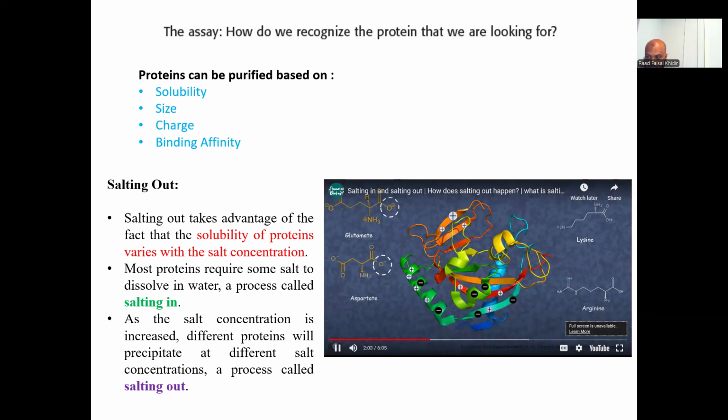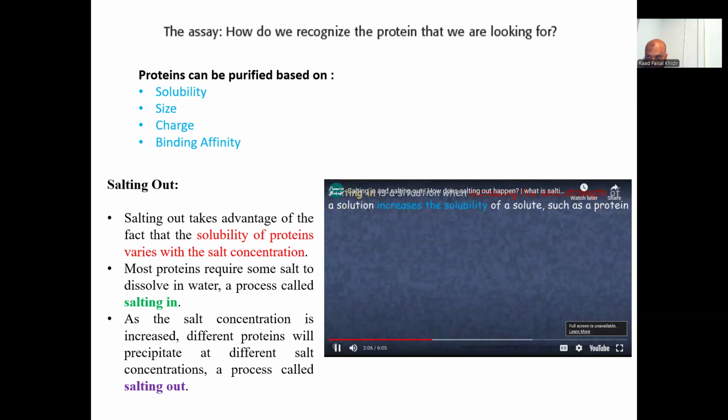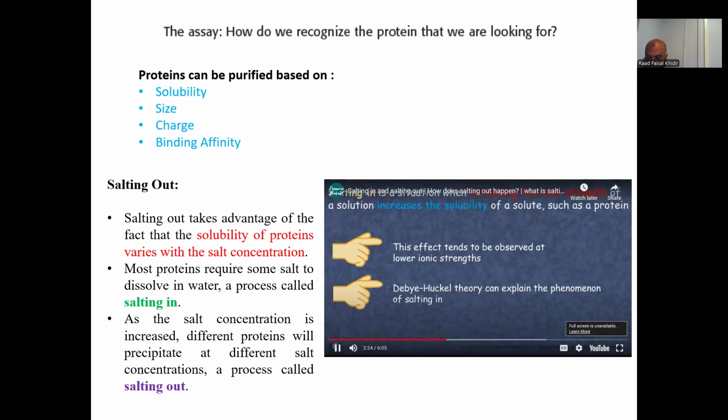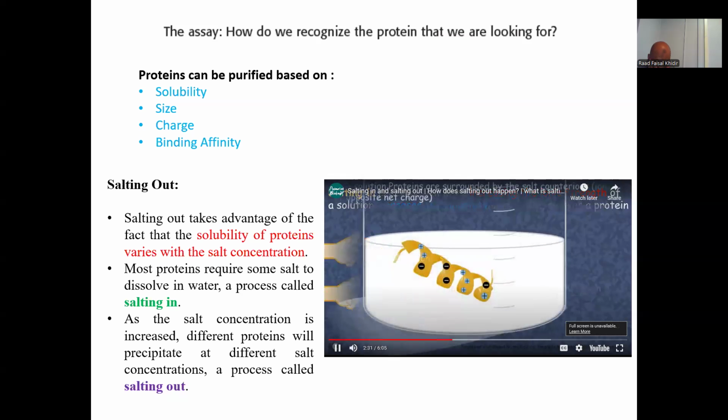It's totally legitimate. Now, salting in is the phenomenon where an increase in ionic strength increases the solubility constant, or the solubility of the protein. So how does that happen? This effect is only observed at lower ionic strengths and is different for different proteins. Debye-Huckel theory can explain the phenomenon. Let's look at the molecular interactions inside the solution at very low salt concentration.